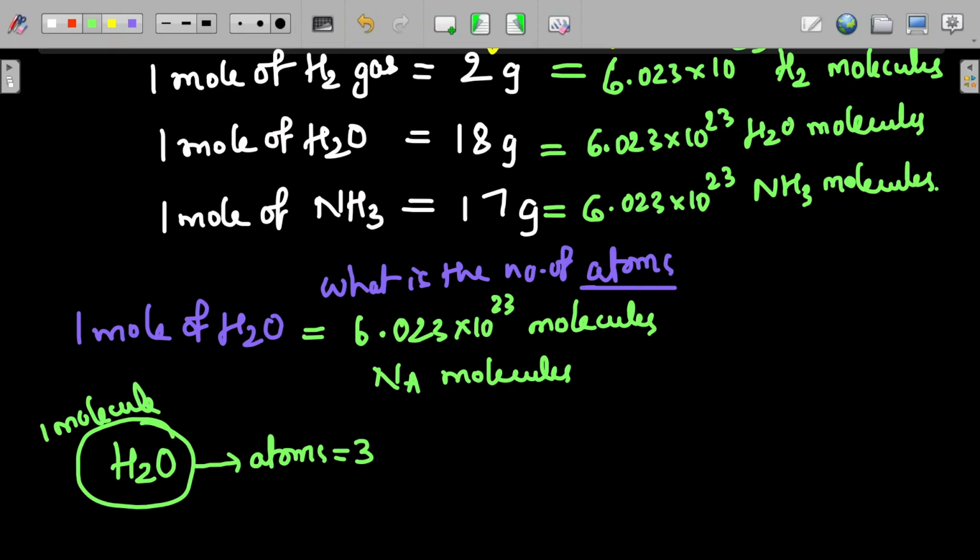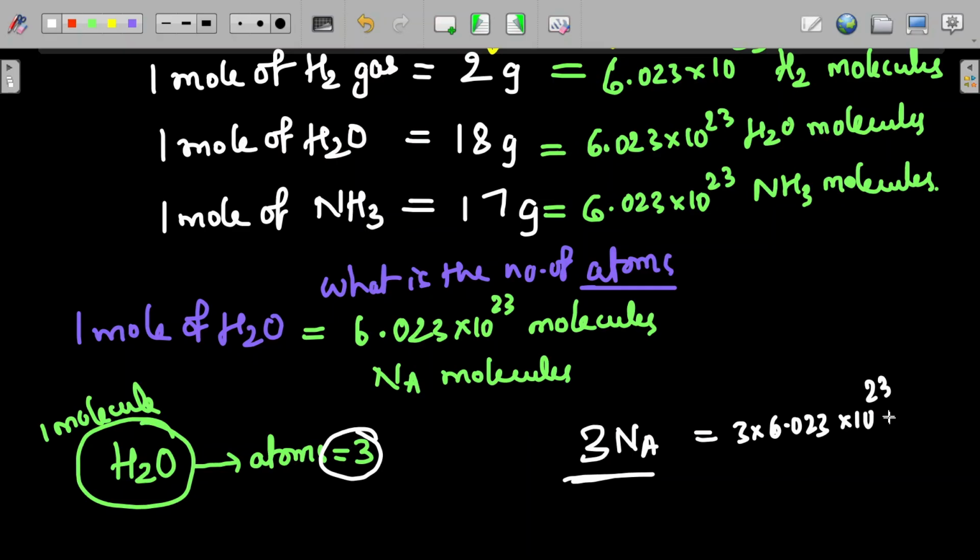Three. Right. Now you have n number of molecules. So what will you do? Three into that 6.023. So that's it. What you have to do now to find the number of atoms is multiply. In one molecule you have three atoms, so in n number of molecules you will have 3 Na. Na is what? 3 into 6.023 into 10 to the power of 23 atoms.